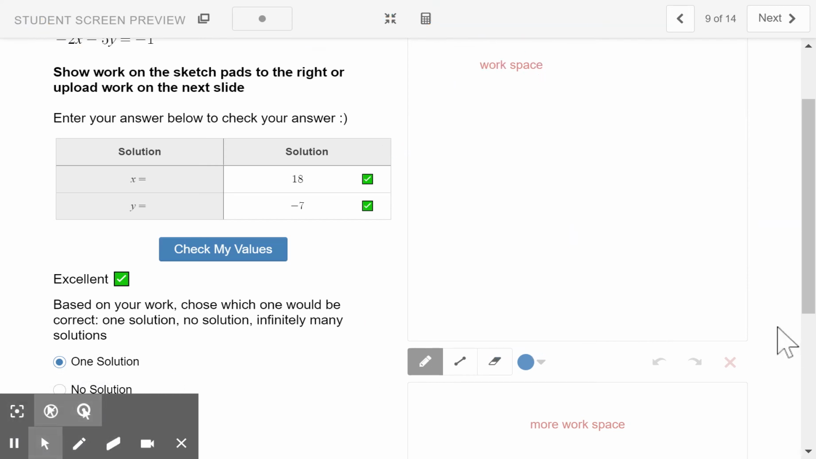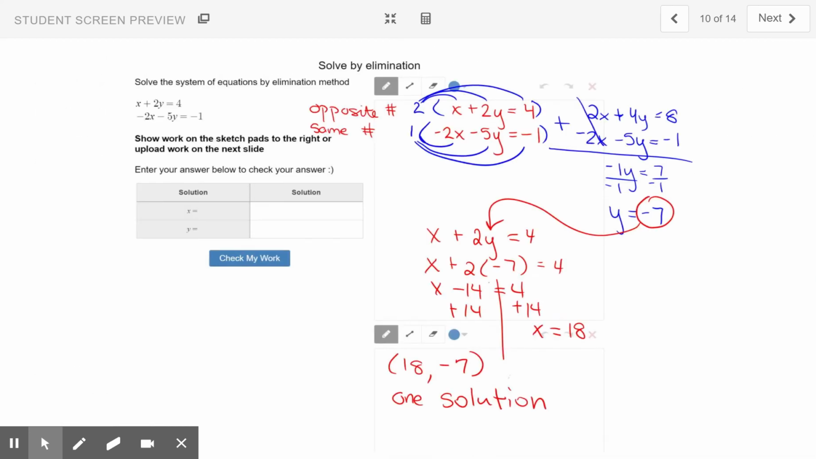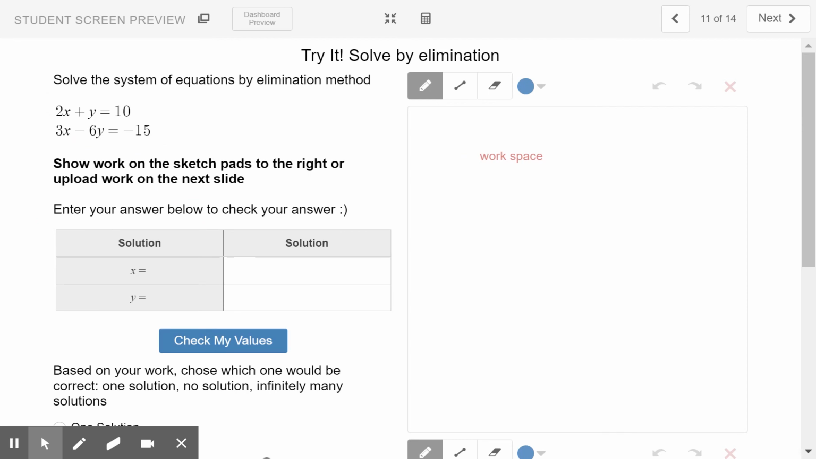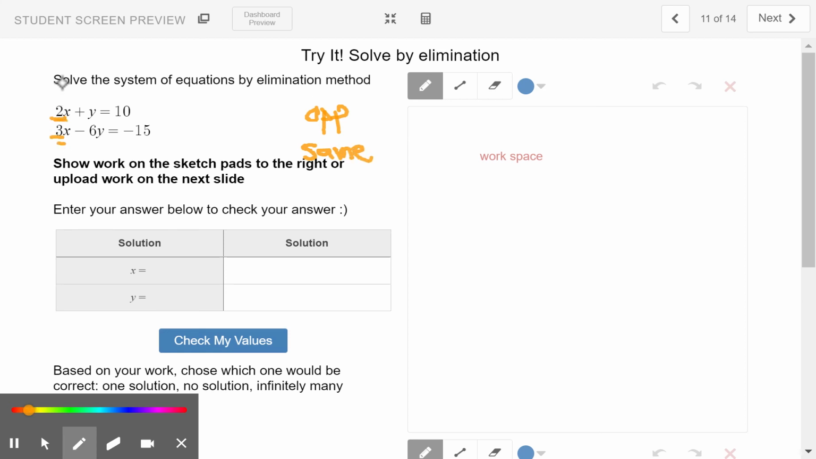All right, the next slide is honestly the same thing. And now you would try it on your own. So these are the triads. One thing you need to remember is make one opposite, make one the same, and you're looking at these beginning numbers. So I see a positive 3, I'm going to make an opposite, which is negative 3, and then I'm going to keep that 2 the same.